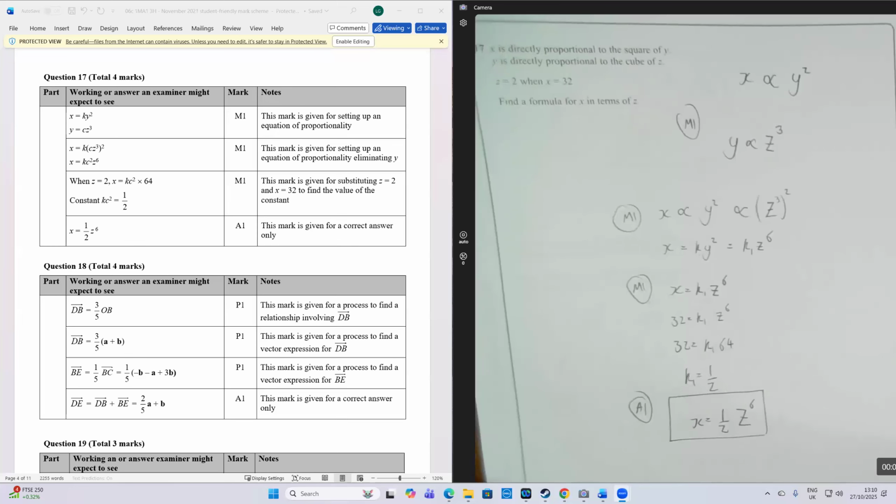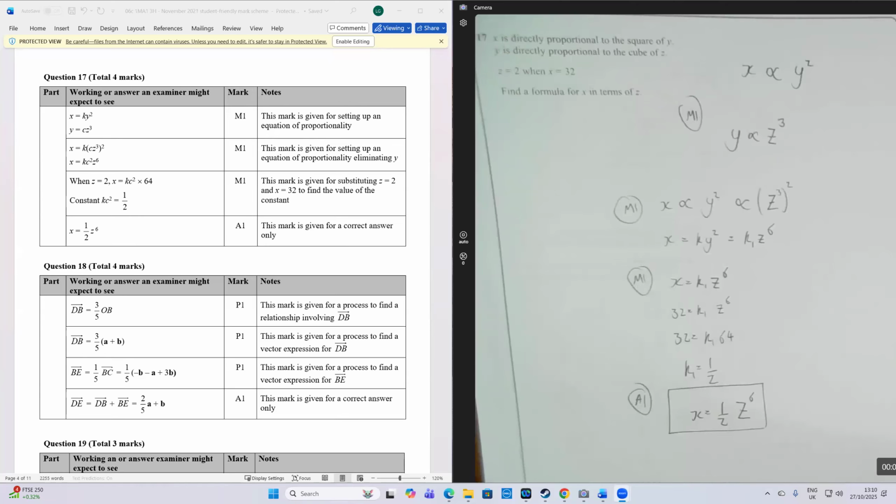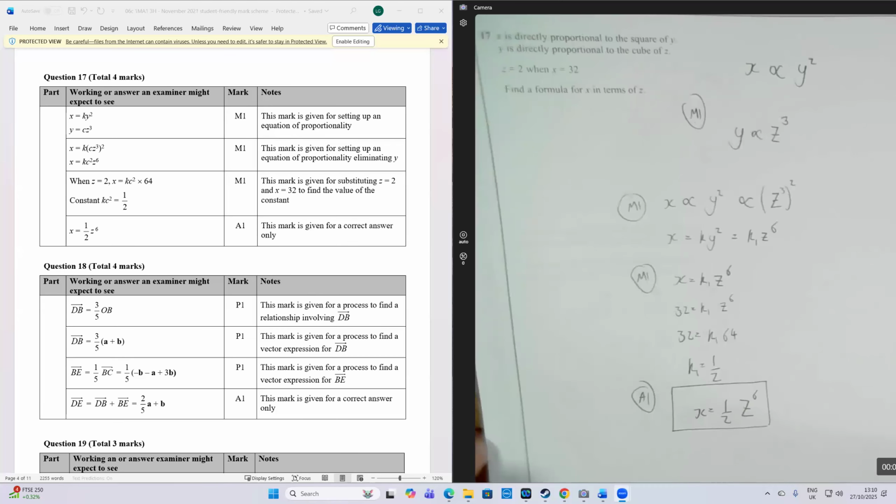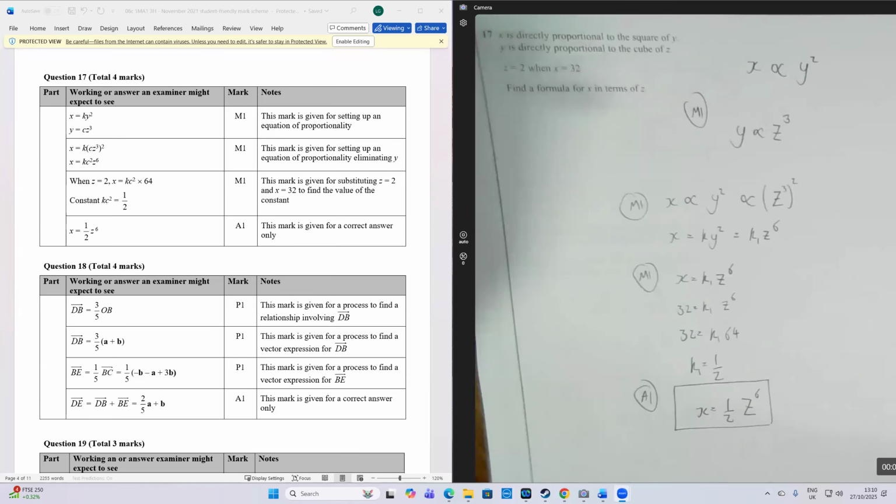Hello everyone, we're now on the final part of this paper. So we're getting to the grade 7, 8, 9 questions now. Question 17 says x is directly proportional to the square of y, and y is directly proportional to the cube of z. z is 2 when x is 32. Find a formula for x in terms of z.